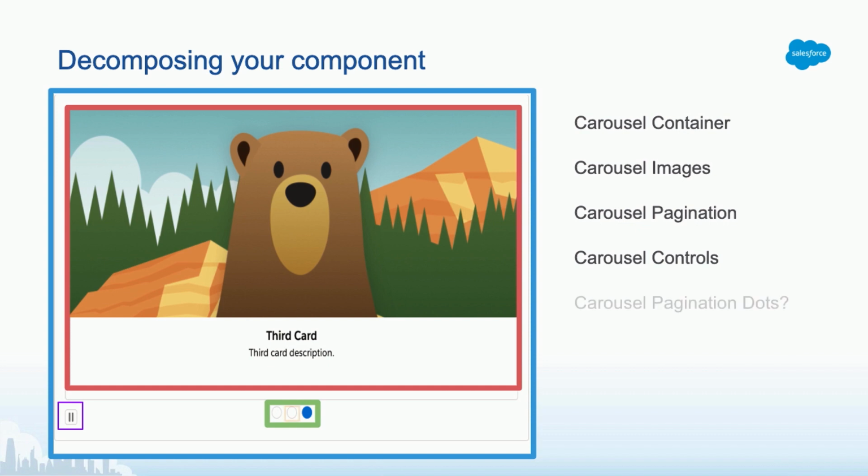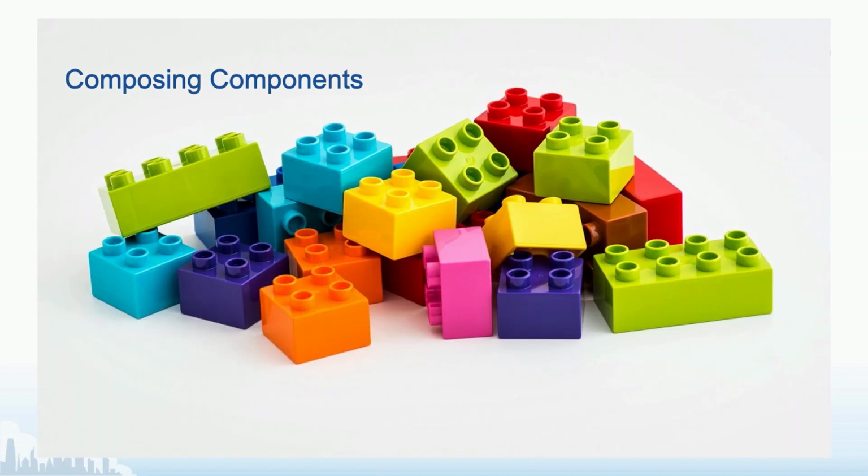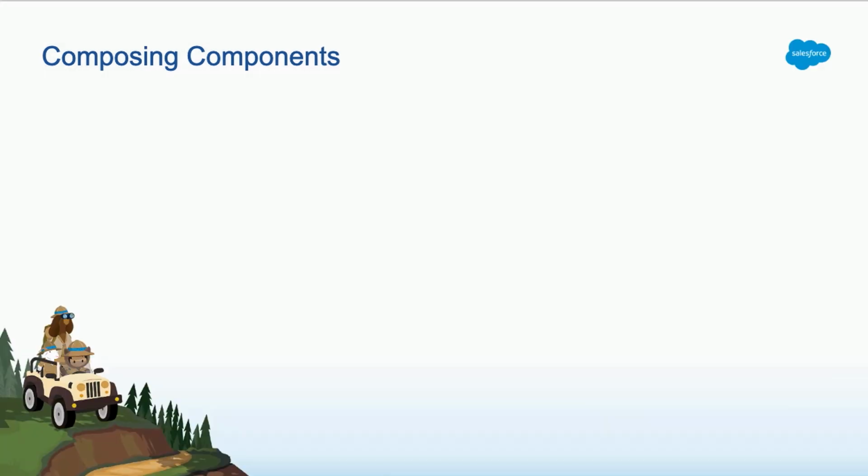Now I added this little thing right here, the pagination dot, just to show you an example of when it's too much to decompose a component. Those dots probably don't need to be a full component. Again, it depends on your use case, but don't over-decompose. Okay, so now we have all the pieces. How do we put them together?